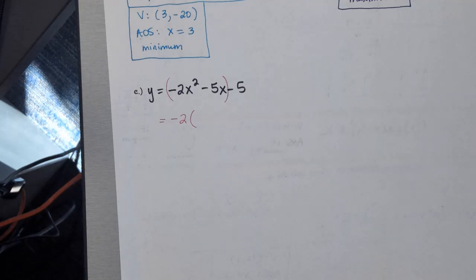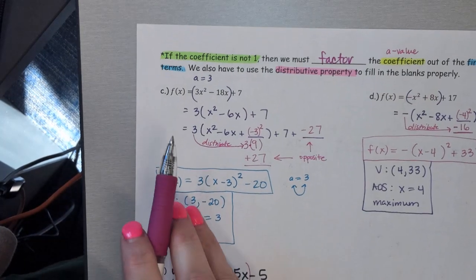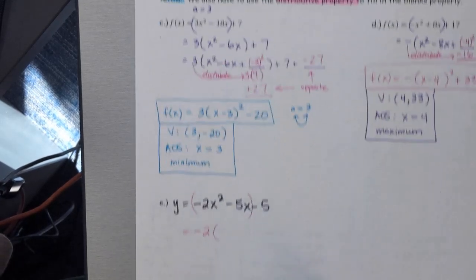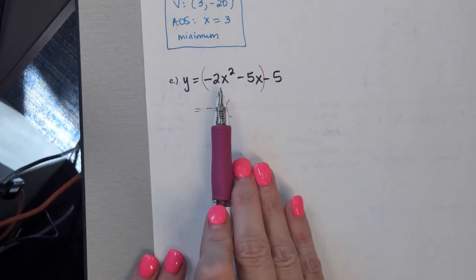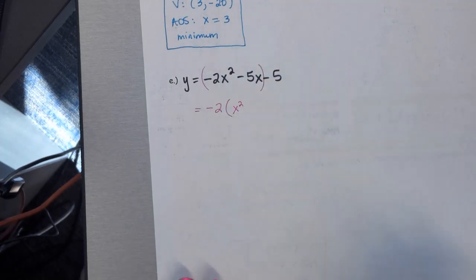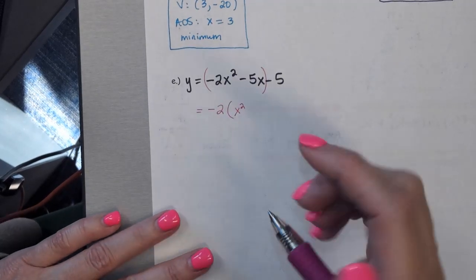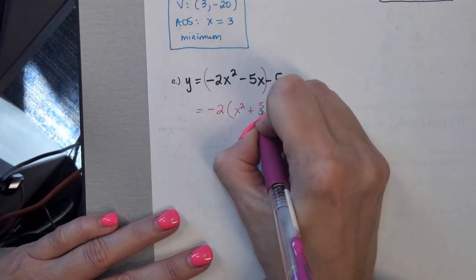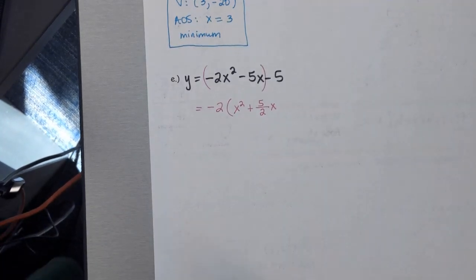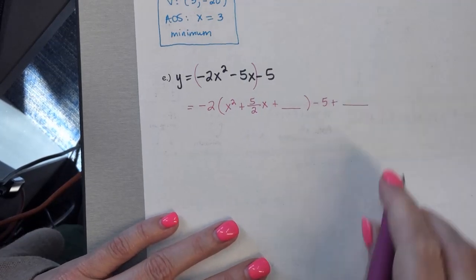Okay, now I want you to think about this. When we divided by 3 up here, right? We did 3x squared divided by 3, -18 divided by 3. This is no different. -2x squared divided by -2 is x squared. Okay, -5x divided by -2. A negative divided by a negative is a positive, so it's going to be positive 5 over 2x. Okay, plus blank, -5 plus blank.